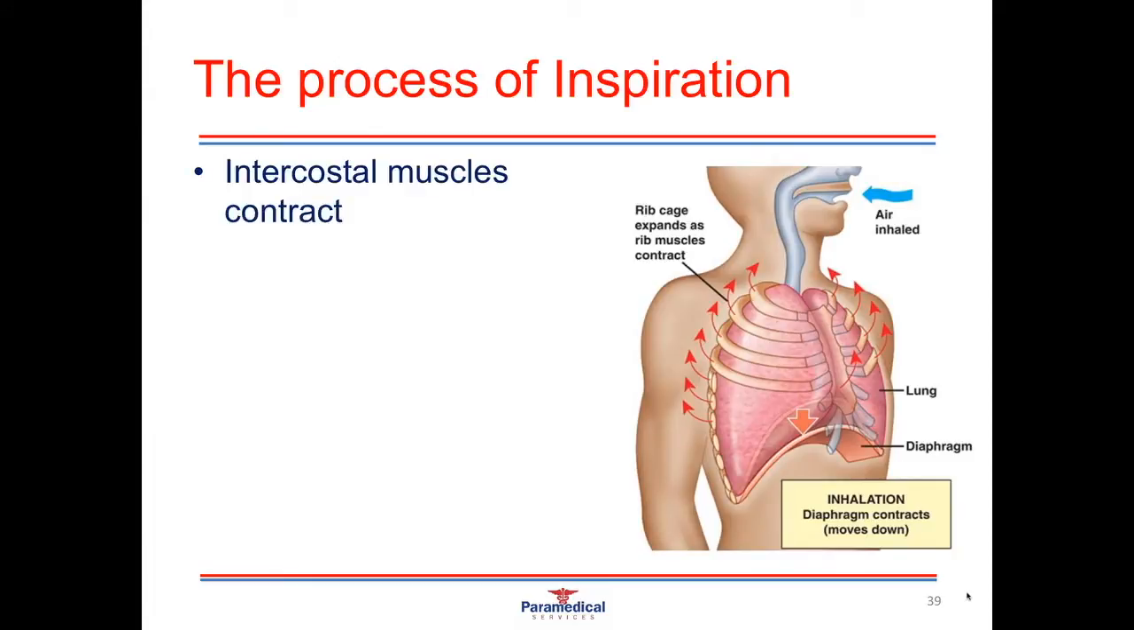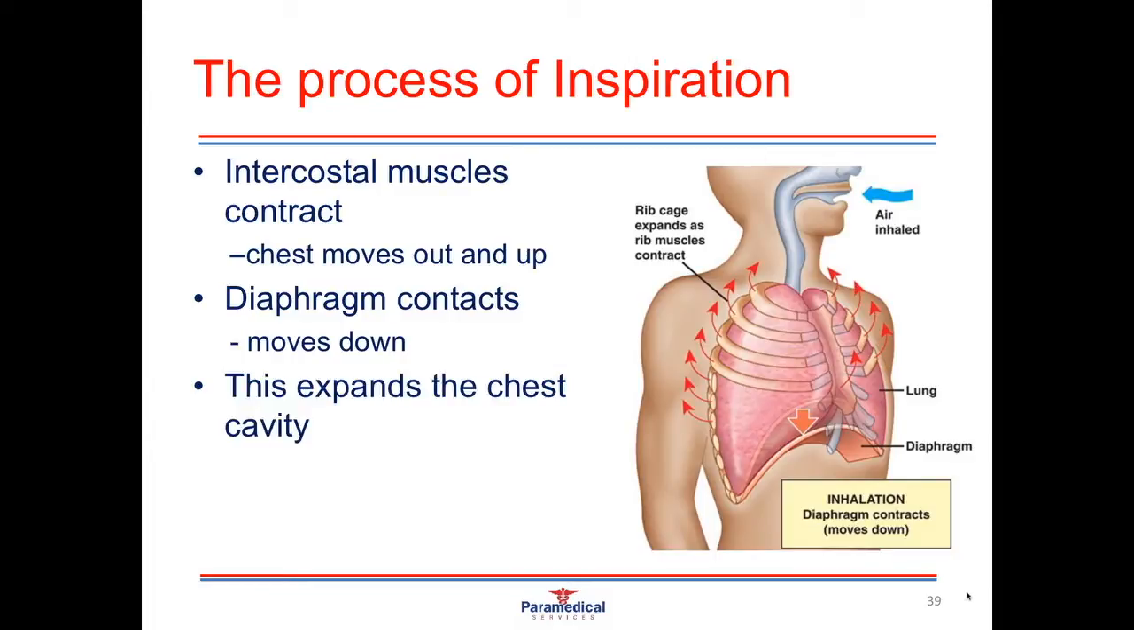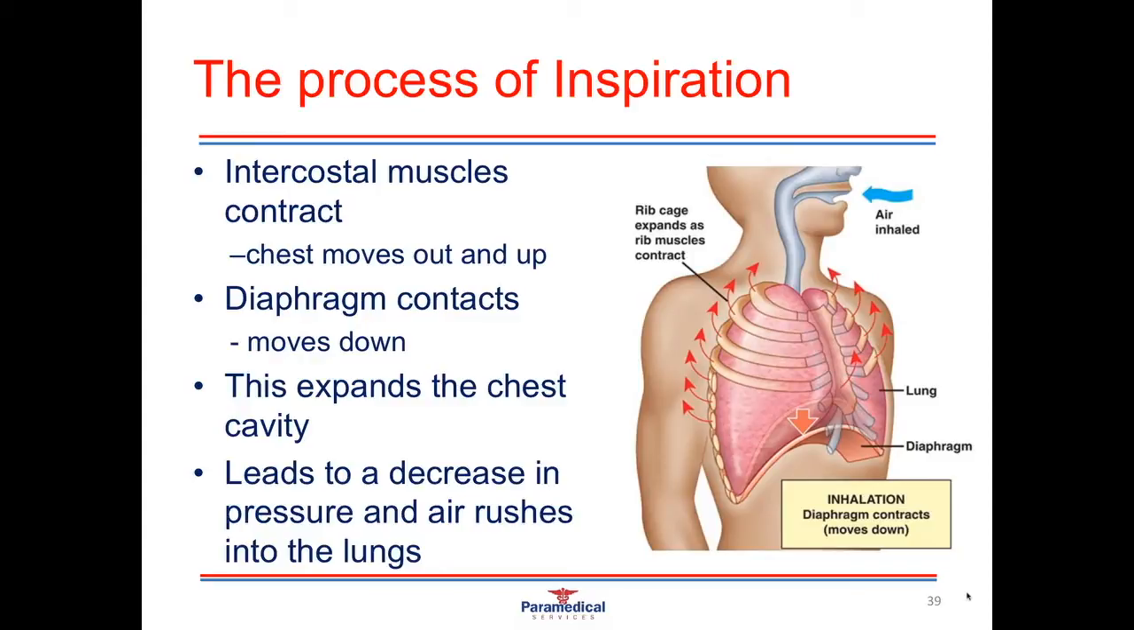So firstly, the intercostal muscles are stimulated to contract, and when they contract, the chest moves up and out. As the diaphragm is stimulated to contract, it moves downwards, and these two movements together cause an increase in the thoracic cavity. So as the chest expands, the intrathoracic cavity expands too, so the volume increases. And as that volume increases, the pressure inside the chest decreases.